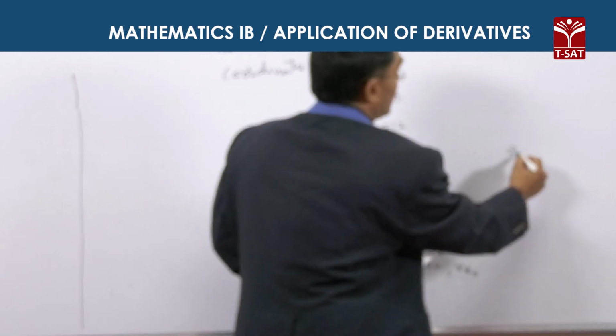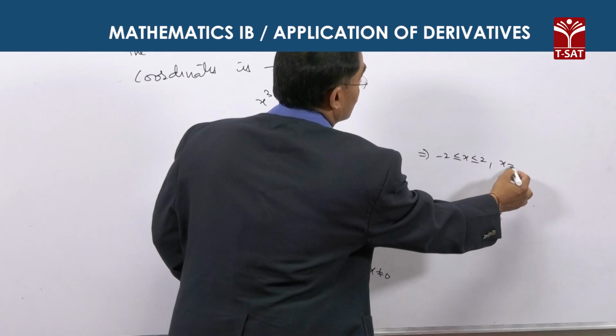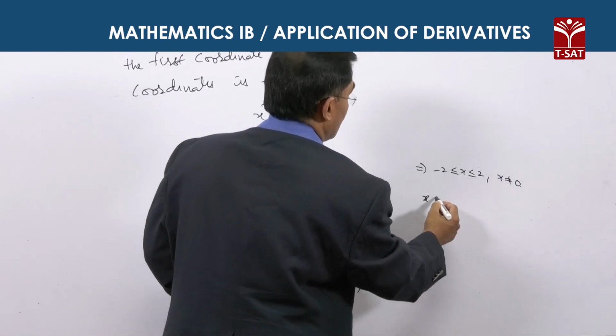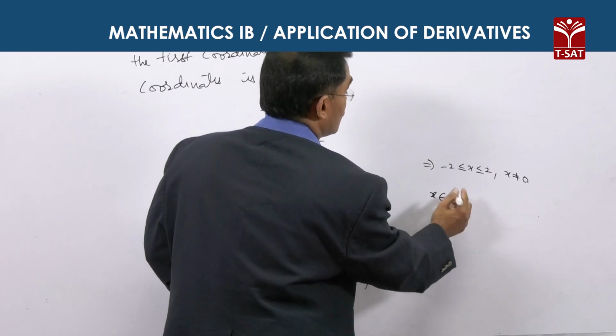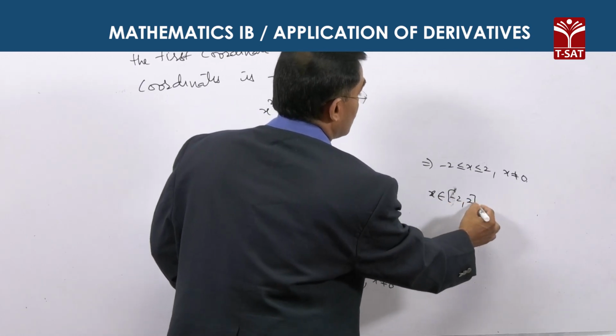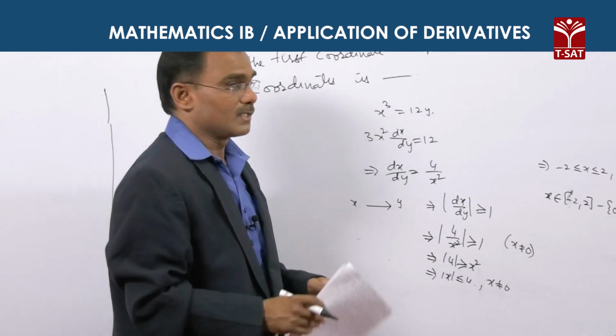Right. Simplify, you get minus 2 less than or equal to x less than or equal to 2, comma, x is not equal to 0. So therefore the range of x is the closed interval minus 2 comma 2, but not equal to 0. So this is the required answer.